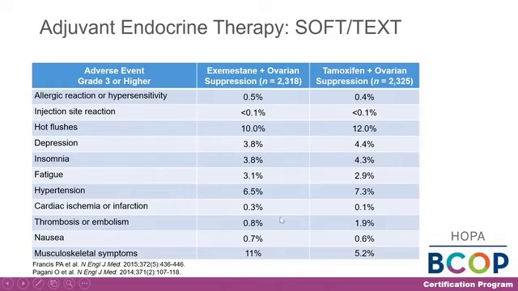What was a little bit different was the risk of thrombosis or embolism, which was higher in the tamoxifen plus ovarian suppression arm, which makes sense with tamoxifen. And then musculoskeletal symptoms we know usually are associated with aromatase inhibitor use, and so those were higher in the exemestane plus ovarian suppression group.